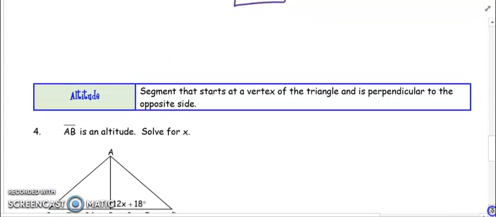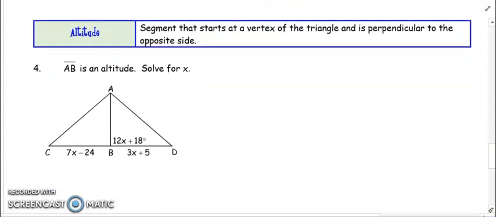And then the last special segment that we're going to talk about is our altitude. Keep in mind that the altitude is a segment that starts at the vertex and is perpendicular, think 90 degrees, to the opposite side. So if AB is an altitude, that means I've got myself a right angle.